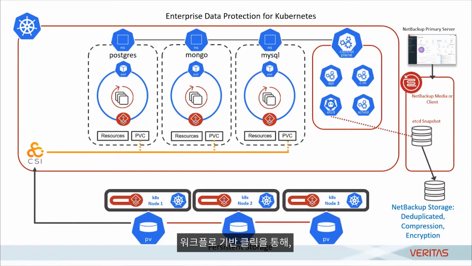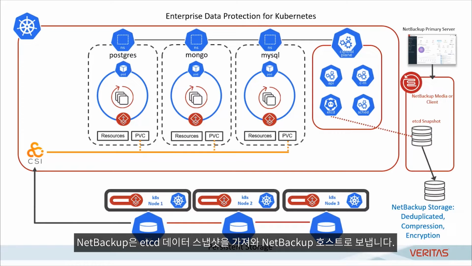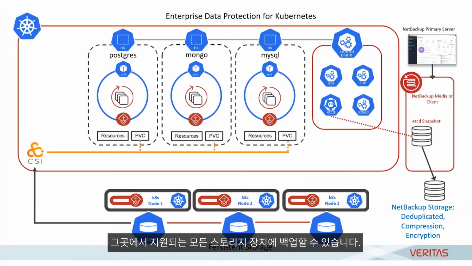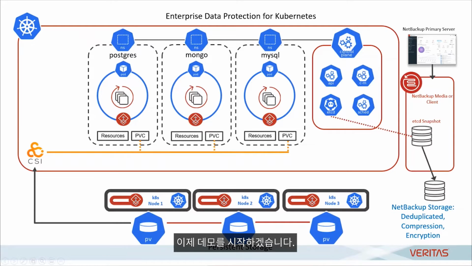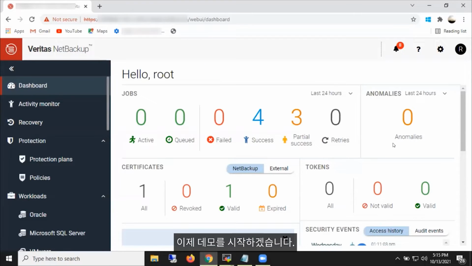The workflow basically is: NetBackup will take a snapshot of the etcd data and dump it to the NetBackup host, and from there it can be backed up to any supported storage device. Okay, let's jump to the demo.